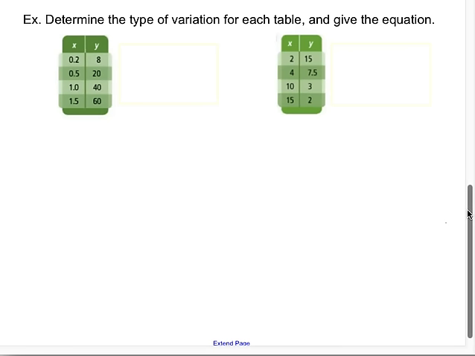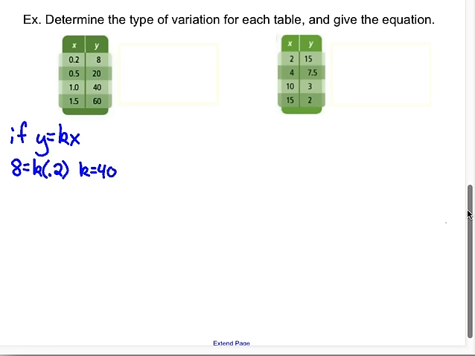Well, if it were direct, okay, if it were direct, it would follow that pattern. So what I'm going to do is I'm going to start plugging in some of those values from the table, because if I get a consistent k for each one of them, then that means that it would be direct, because that is the equation of a direct variation. So what do I mean by that? Well, I'm going to plug in 8 and 0.2. Well, how do I find k? Well, 8 divided by 0.2 is going to give me 40.